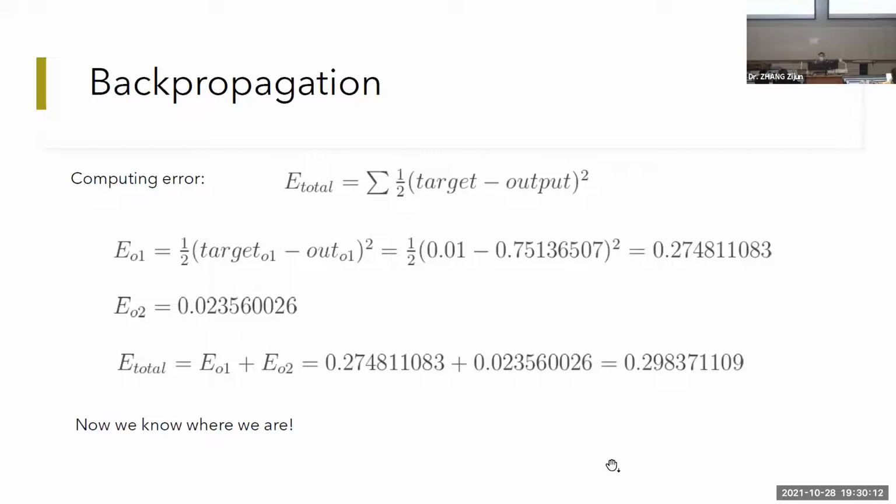Then next, we do the back propagation. We first compute the error. So we use the sum of the residual squares, SSR. Okay. So it is written as this. The residual is the difference between our observed target variable and our model output. Okay. And we take the square, sum all of it, and divide by 2.